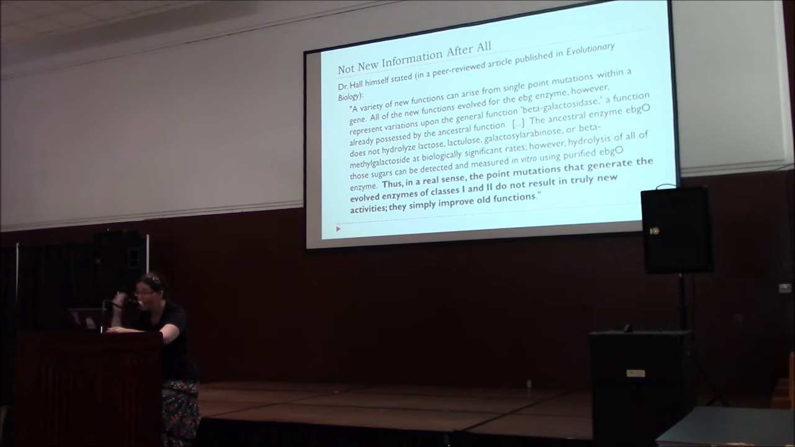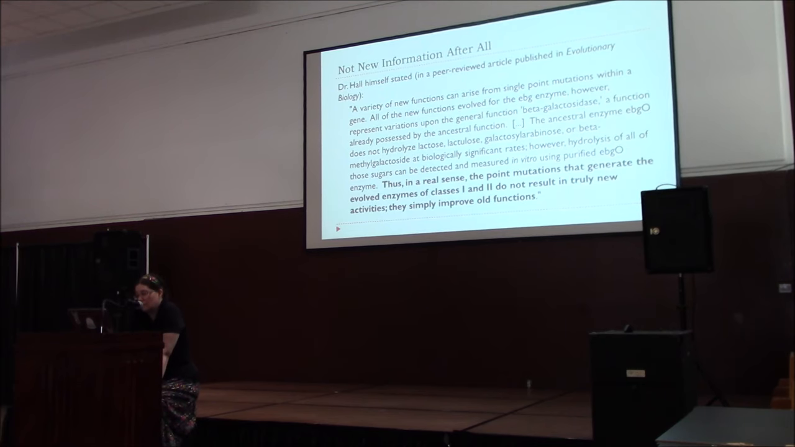So Dr. Hall looked at 21 other instances of supposed new information, new evolution of new function in bacteria, and every single time it involved a gene that either had a pre-existing function, or a function so similar to the other function on a molecular level that they were almost indistinguishable, or an off switch that was broken, or an on switch that was broken, or something to that effect. There was never actually an instance of new information.